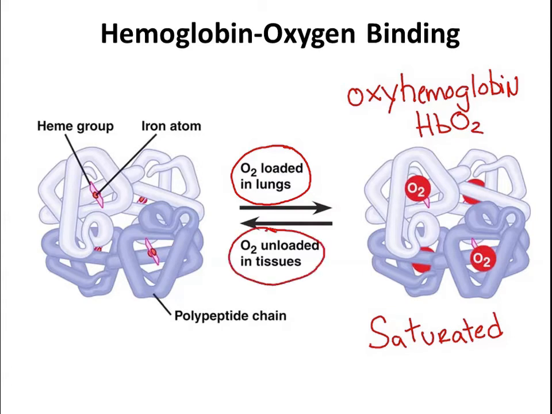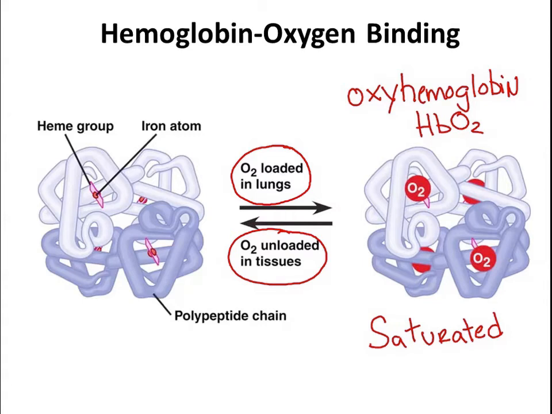Now, the red blood cell that contains this oxyhemoglobin is going to travel via the blood to the tissues where it's going to unload the oxygen so that the cells that require the oxygen can use it.